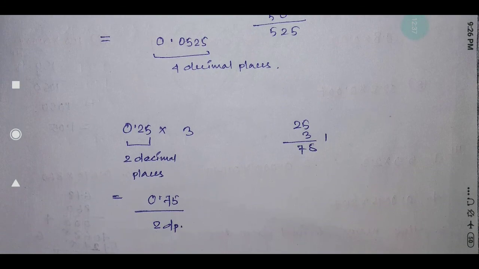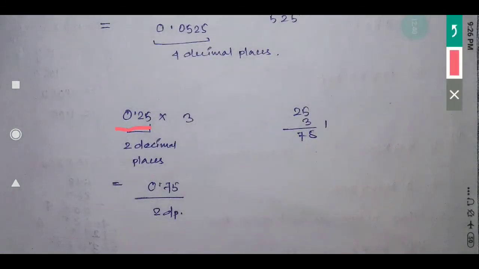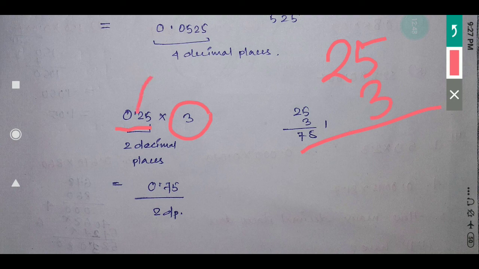Here, see, this one is a decimal number and this one is a whole number. So first of all you multiply the whole numbers. 25 multiplied by 3, because if I remove the decimal point it will be 25. So that's why I multiplied. 25 into 3 is how much? 75. Now, since one decimal number is there, you check how many decimal places there are. Here 2 decimal places. Here, are there any decimal places? No. So 2 plus 0 is how much? 2. That means the answer will be in 2 decimal places. So the answer will be 0.75.